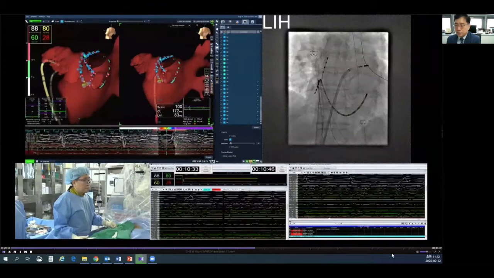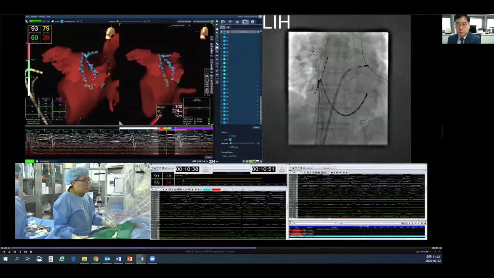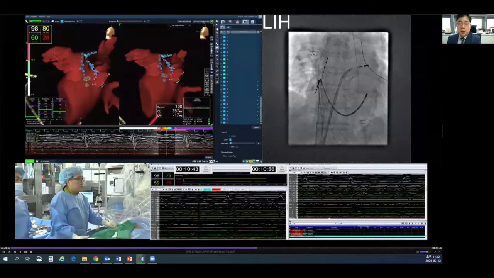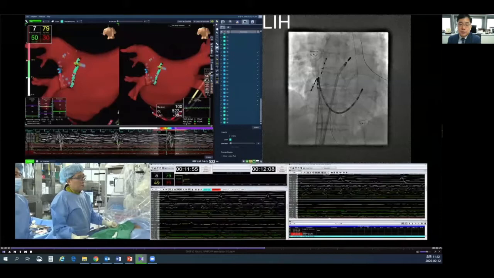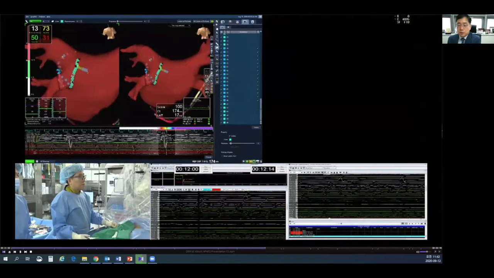Okay, let's move. Let's move back to the posterior aspect of the left side antrum again, and ablate while monitoring the esophageal temperature. And then, okay, I'll show it one more time.